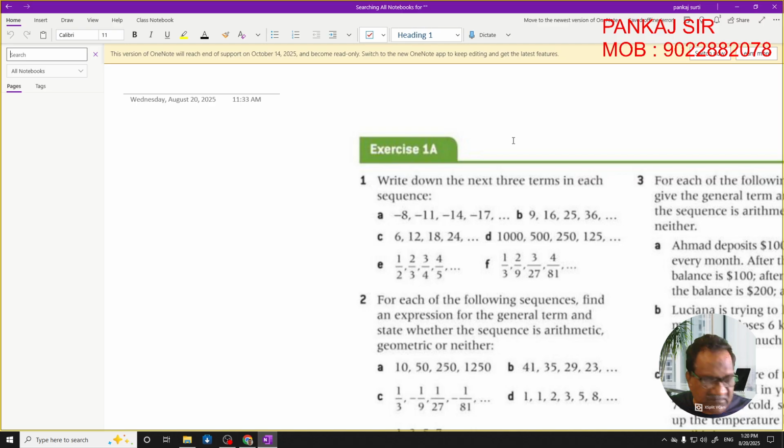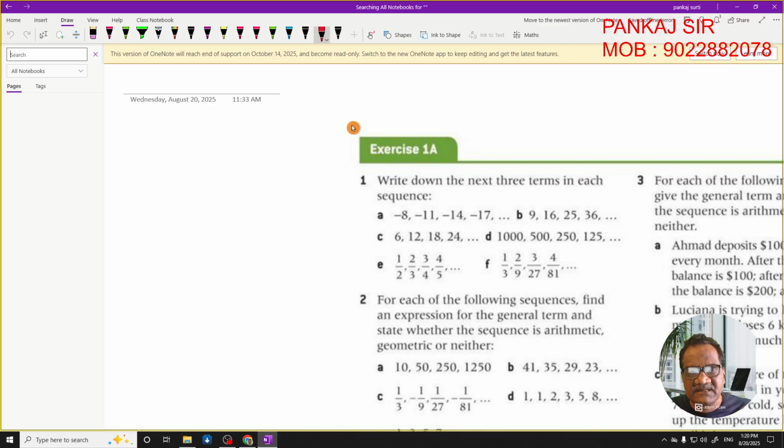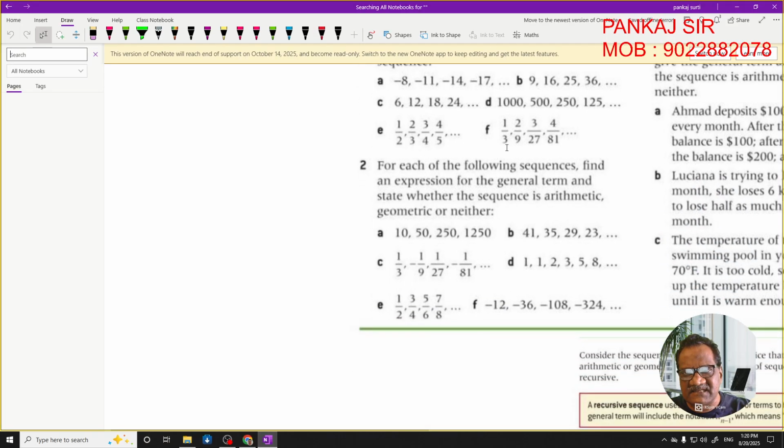In this session I'm going to continue with sequences and series for the IBDP course. This is for the SL and it's from the AA, and the book that I'm referring to is an Oxford publication book. Now in this exercise 1A, let us try to see question number 2.